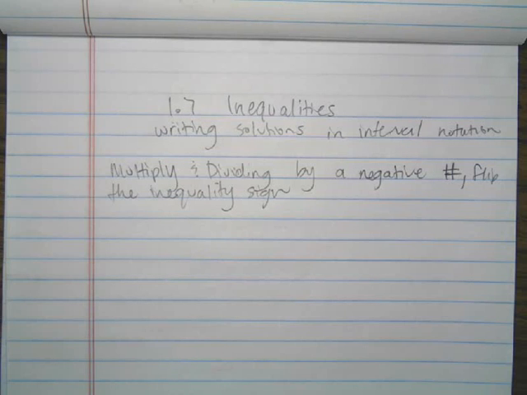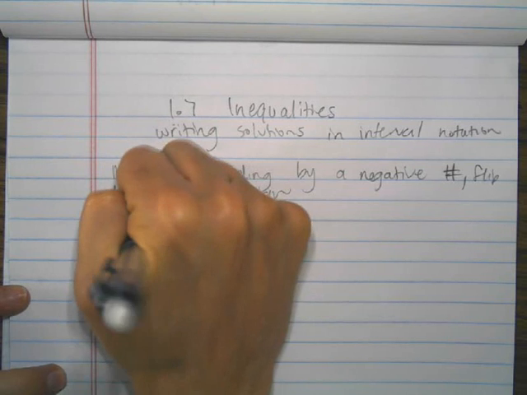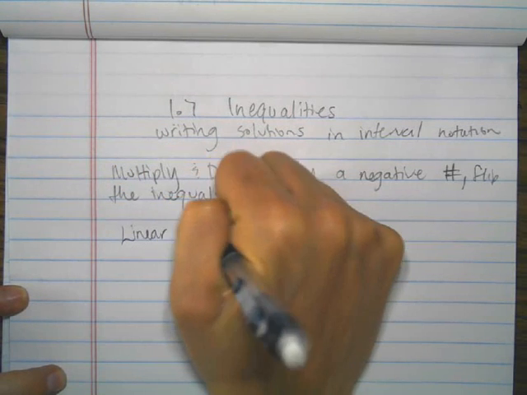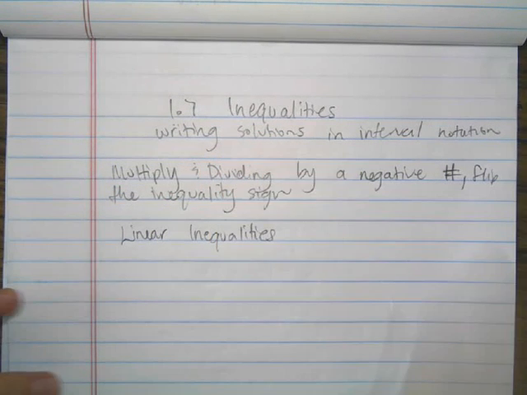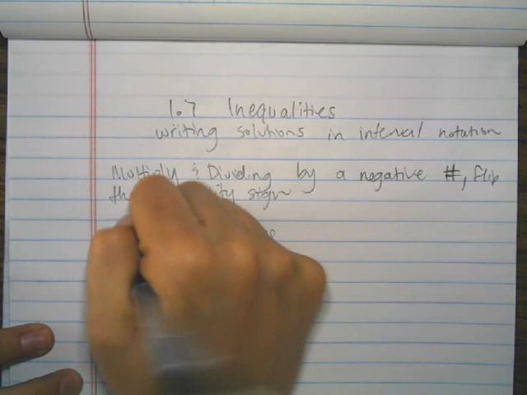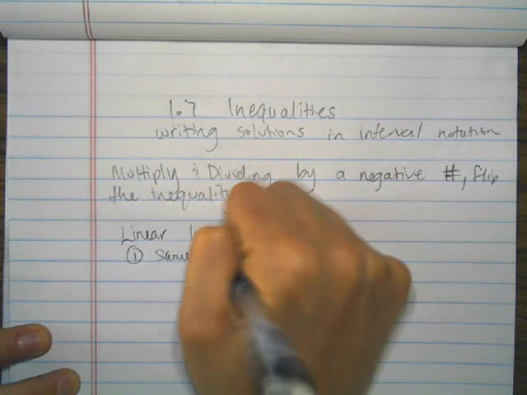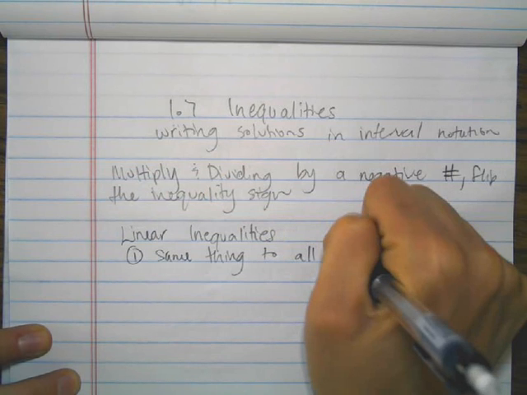So the first type of inequalities we have are linear inequalities. They're pretty easy. You just remember to do the same thing to all sides. So an example could be, well, and you want to actually, before you do this, make sure you combine, so I'll write it here. Make sure you combine all the x's onto one side.